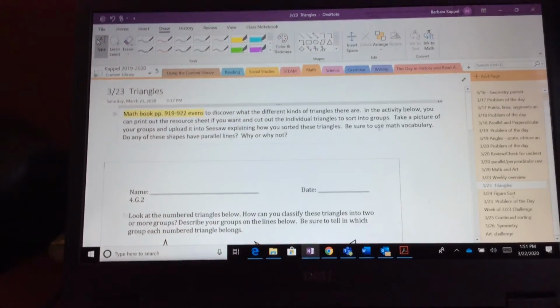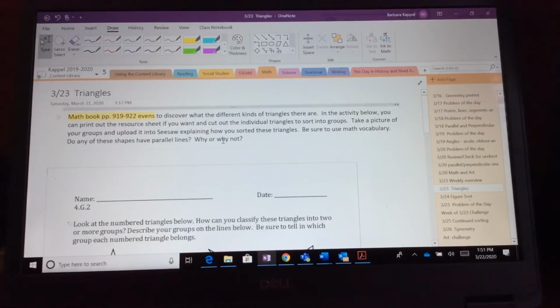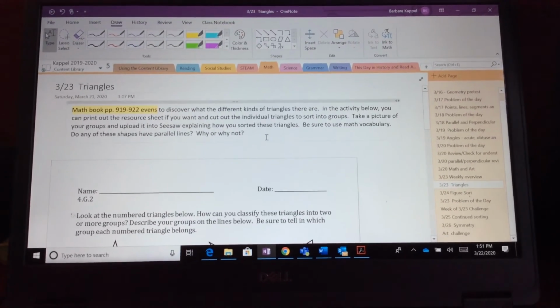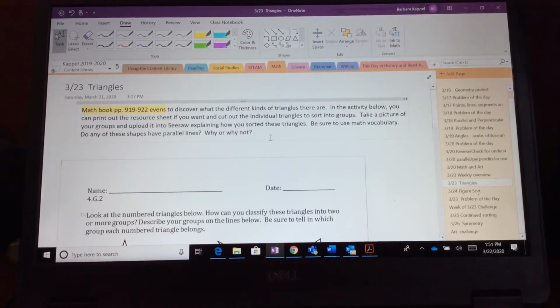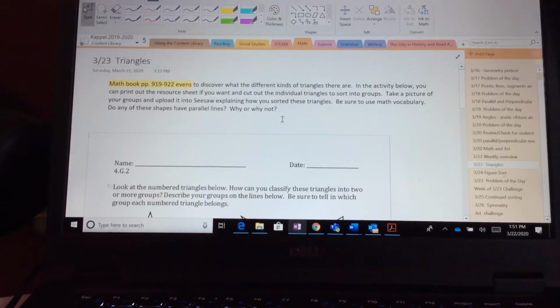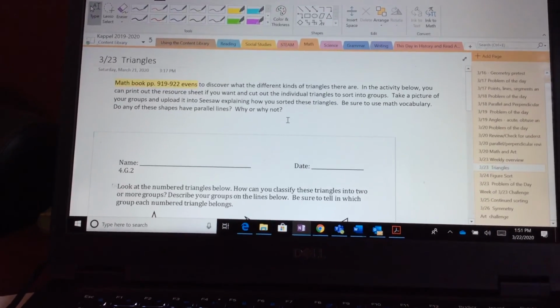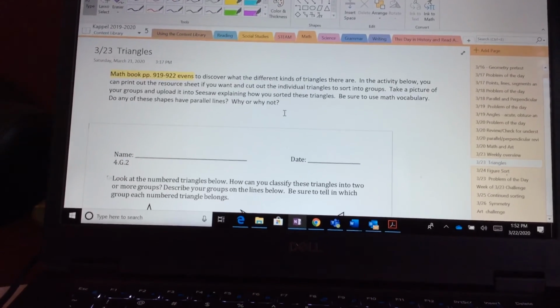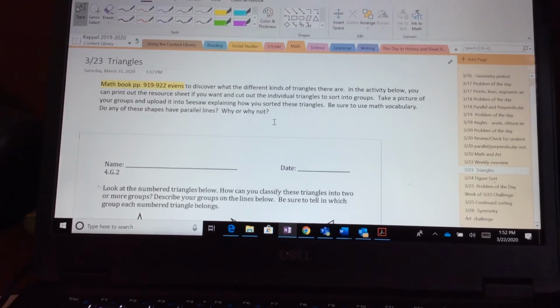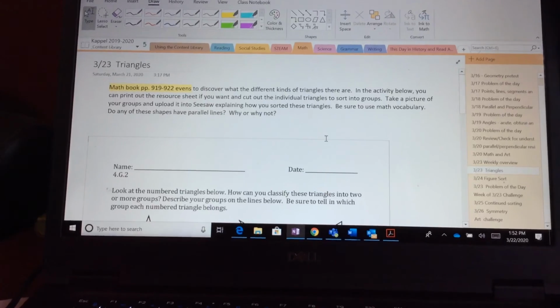Ah, there we go. Okay, so take a picture of your groups, upload them into Seesaw, explaining how you sorted those triangles. Be sure to use math vocabulary. Here's a thought. Do any of these shapes have parallel lines? Do any of these triangles have parallel lines? What do you think about that? Why or why not? Go ahead, you can share that on this page or share it in your recording, whatever you want to do.